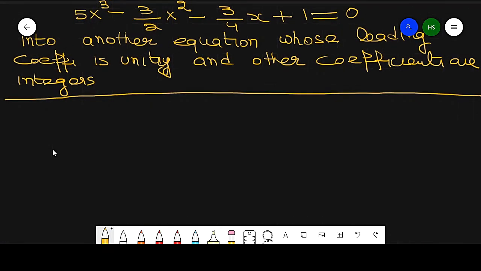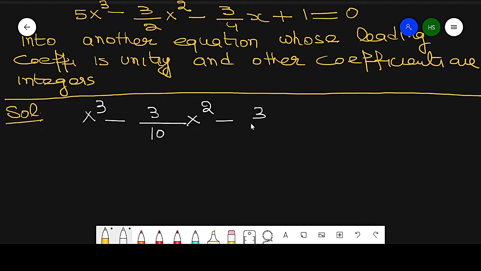Now solve this equation. Solution. First write the equation in complete form. Complete form means no term is missing. Now this can be written as x cube minus 3 by 10 x square minus 3 by 20x plus 1 by 5 equal to 0.